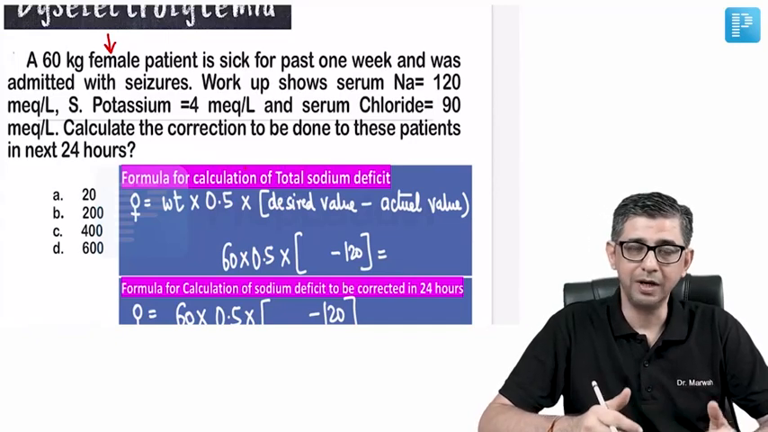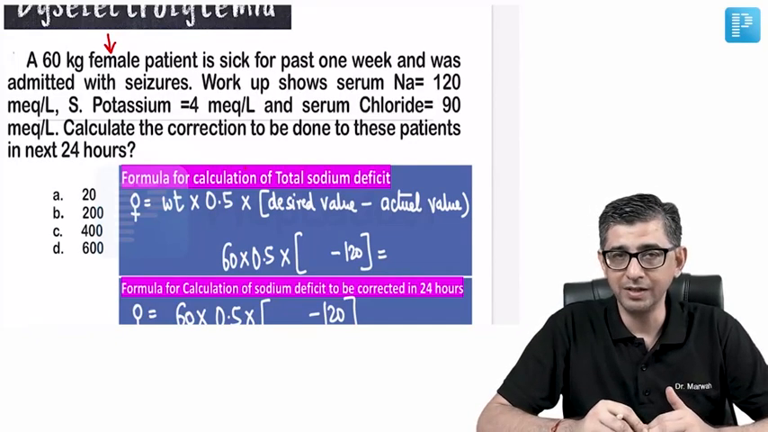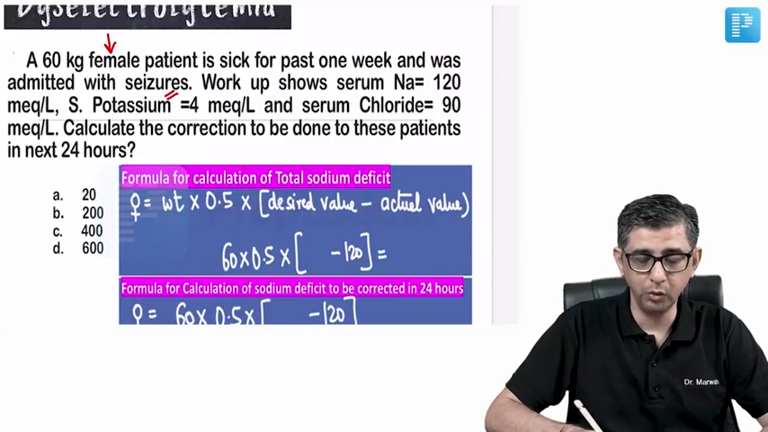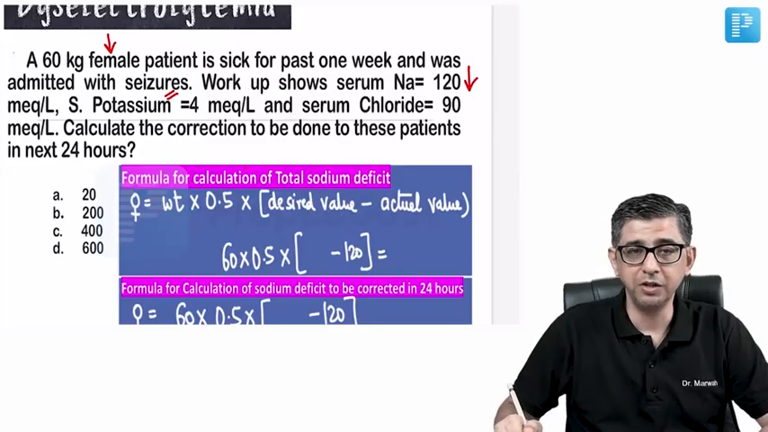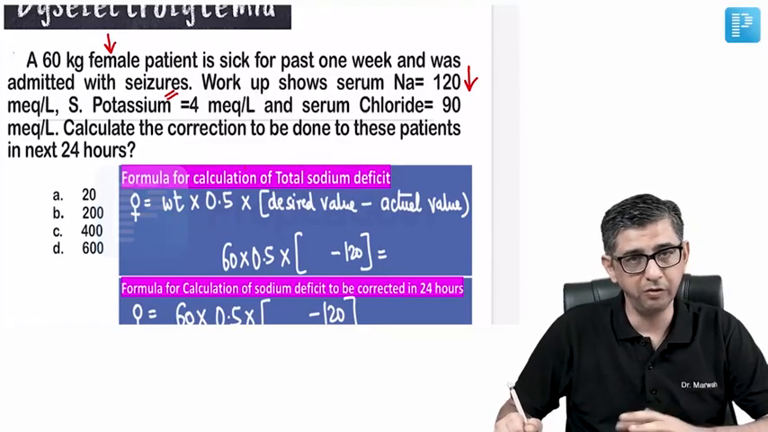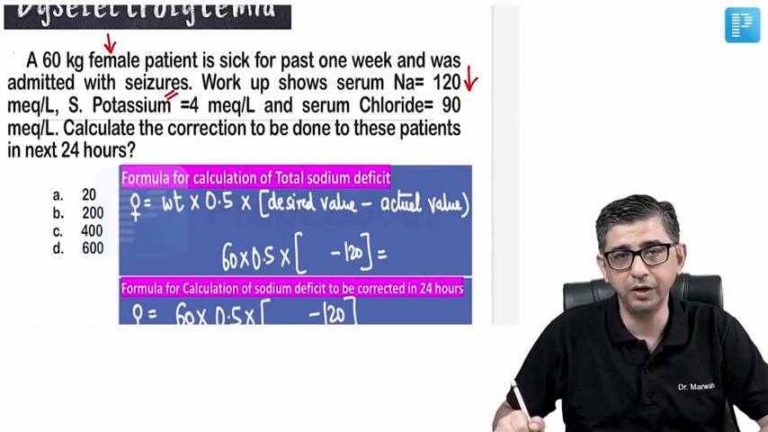The question describes a lady who's sick for past 1 week and is admitted with seizures, and the workup showed the sodium values to be dramatically low. The potassium values were given to be normal, 3.5 to 5.5. This is 4, so that's perfectly okay.